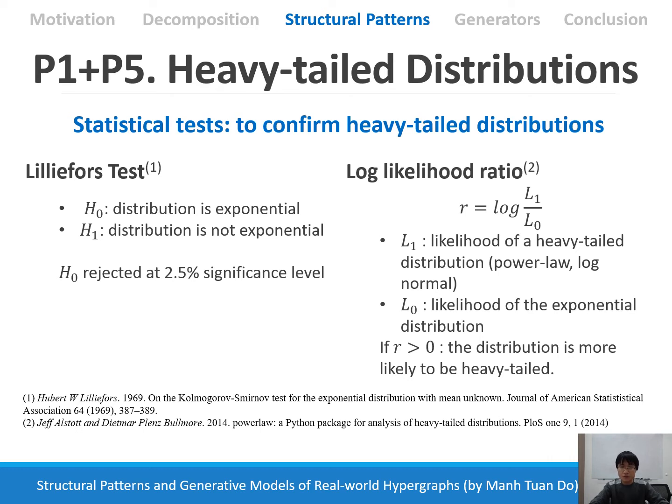Additionally, we also use the log likelihood ratio test, in which the test statistic is the log ratio of the likelihood of a heavy-tailed distribution divided by the likelihood of the exponential distribution. If the test statistic is positive, it indicates that the distribution is more likely to be heavy-tailed than it is exponential.